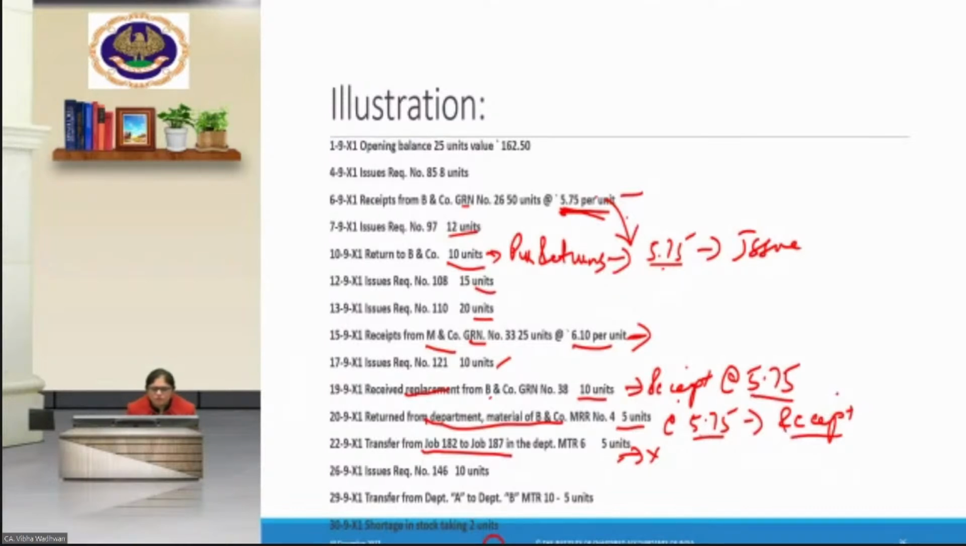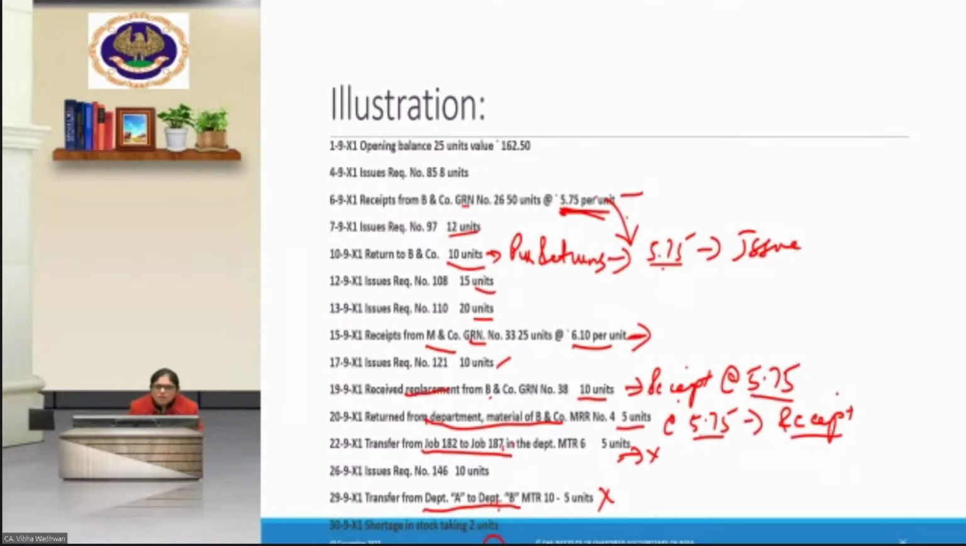Then we have issue again. Transfer from department A to department B. Again, it has nothing to do with the stores ledger. So I have issued to department A. Now department A is issuing to department B. It's transferring its material to department B, maybe because it's surplus or maybe due to a production process. Stores has nothing to do with it. All right, so internal shifting, internal transfer from one job to another or from one department to another has nothing to do with the stores ledger.